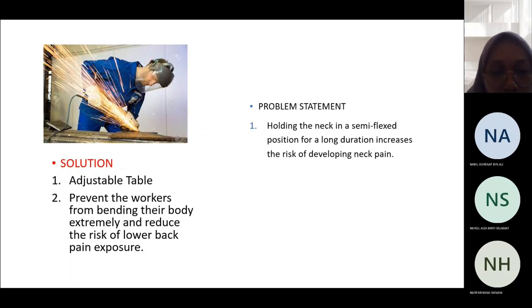Second, using the grinding machines while holding the neck in a semi-flat position for a long duration increases the risk of developing neck pain. So the solution for this case is using an adjustable table, because it prevents the workers from bending their body extremely and reduces the risk of lower back pain exposure.